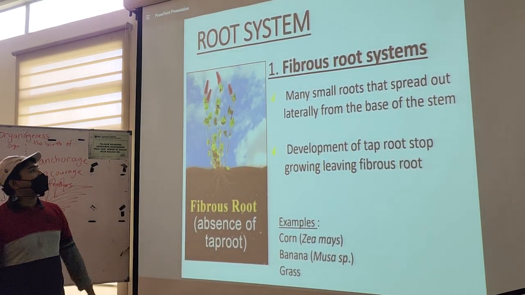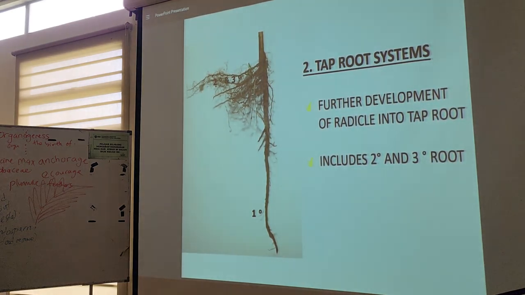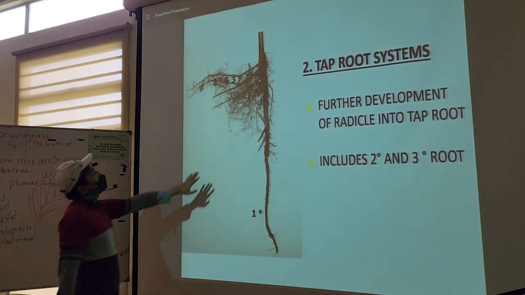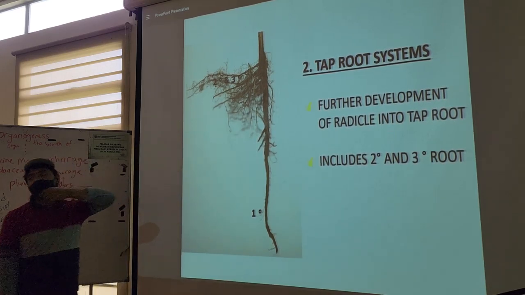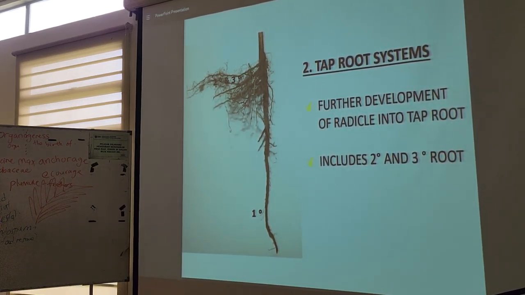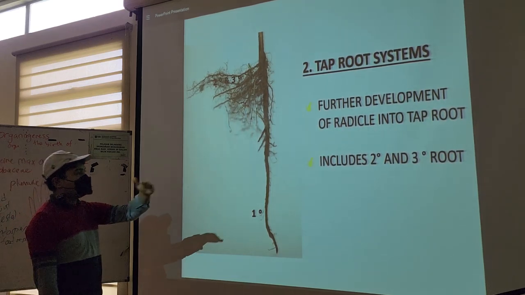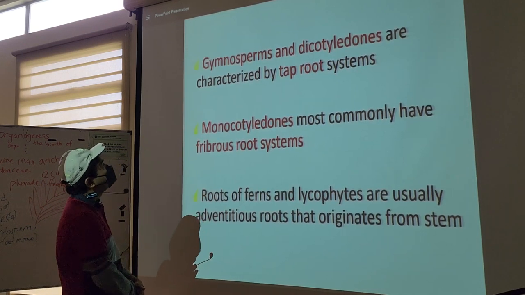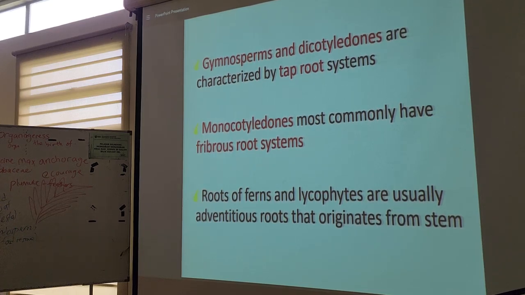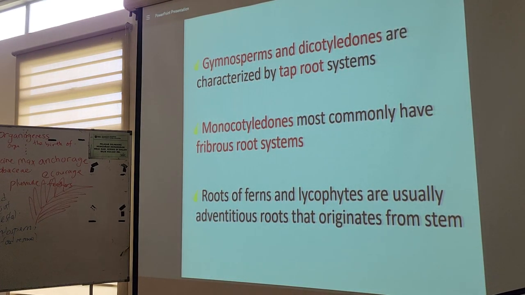All right, go on. And then you've got the taproot system, so you're familiar with this. And pay attention, you can get the secondary and also the tertiary root degree. Okay, so gymnosperms and dicots are associated with the taproot system, while the monocots have the fibrous root system. There are some exceptions actually, but we follow the general rule here, okay? At least for the agricultural crops.